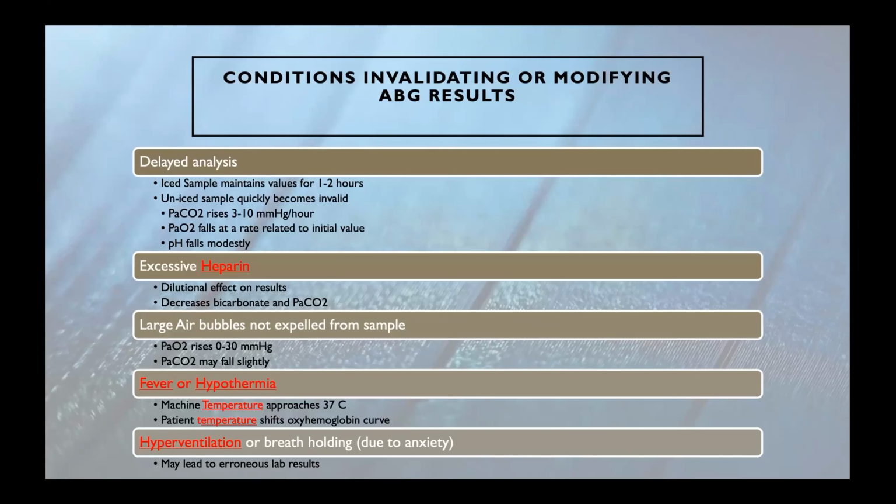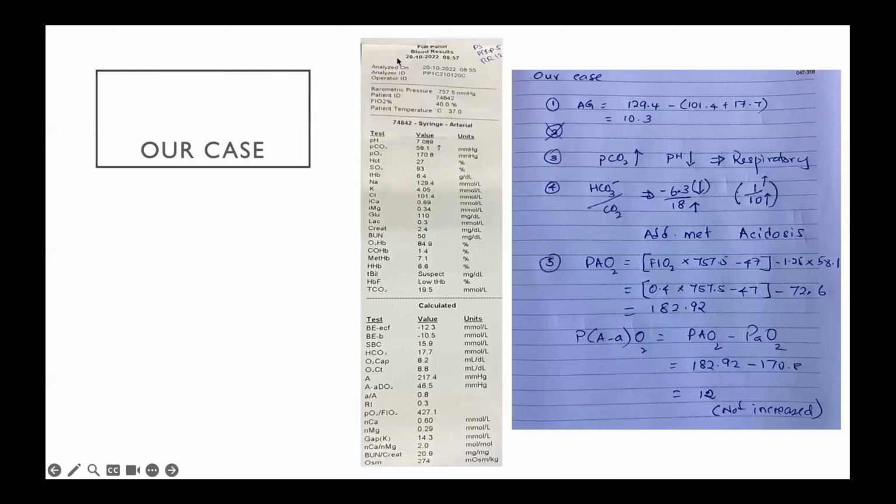This is the first case I have put on the first screen. You can see the FiO2, they have put 40, right here. The barometric pressure is also mentioned here, right? So in that chart, you can see the sodium. We'll check the anion gap first. Sodium is 124, chloride is 101.4, and bicarbonate 17.7, bicarbonate low. So we'll see the anion gap. The anion gap is normal, so there's no anion gap acidosis.